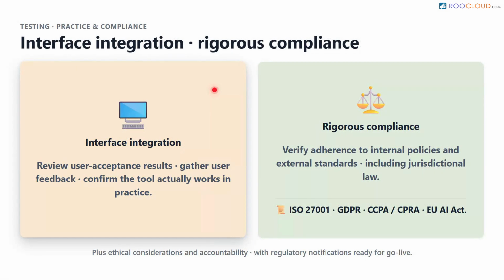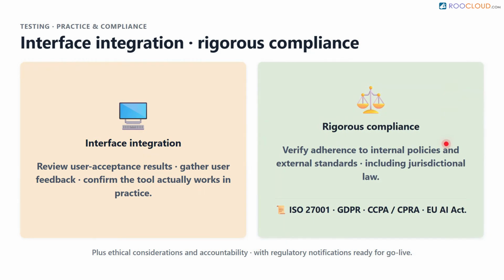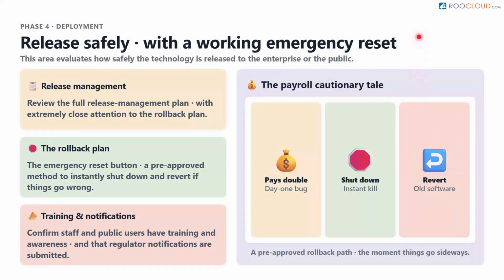You review user acceptance testing results, gather user feedback, and rely on your own experience to confirm the tool actually works in practice. Crucially, you test for rigorous compliance. This means verifying adherence to internal policies and external standards like ISO 27001. You must ensure the system obeys jurisdictional laws such as the General Data Protection Regulation, the California Privacy Rights Act, and the EU AI Act. You also review ethical considerations, ensuring accountability, and confirm that proper regulatory notifications are ready for when the system goes live. Our fourth phase is deployment.